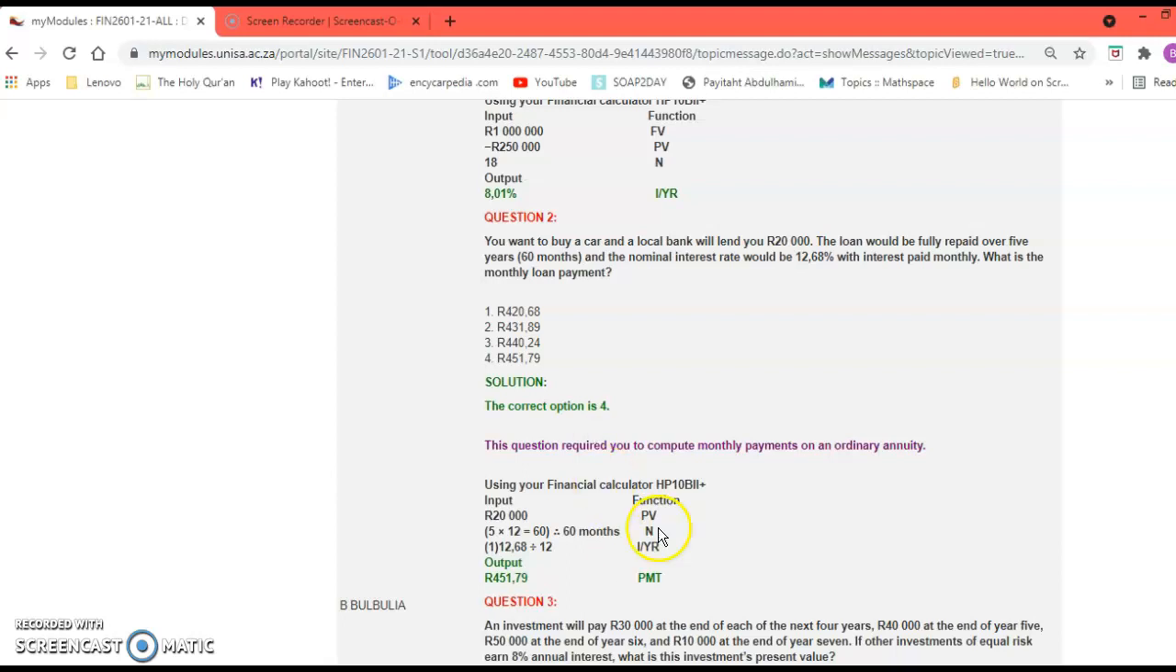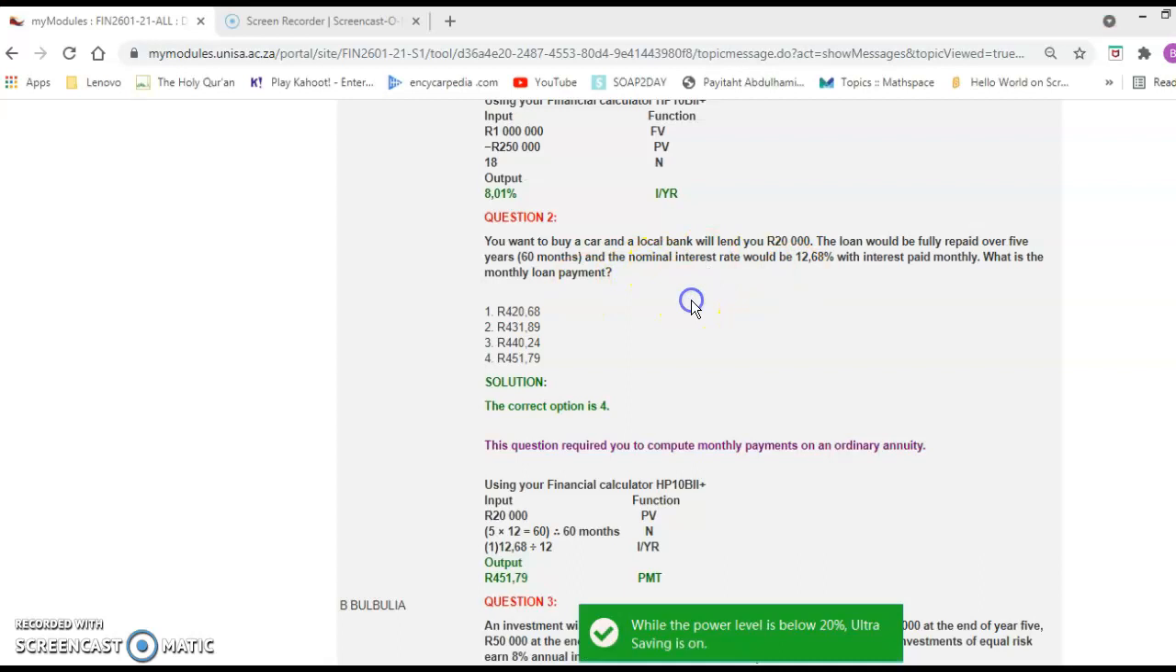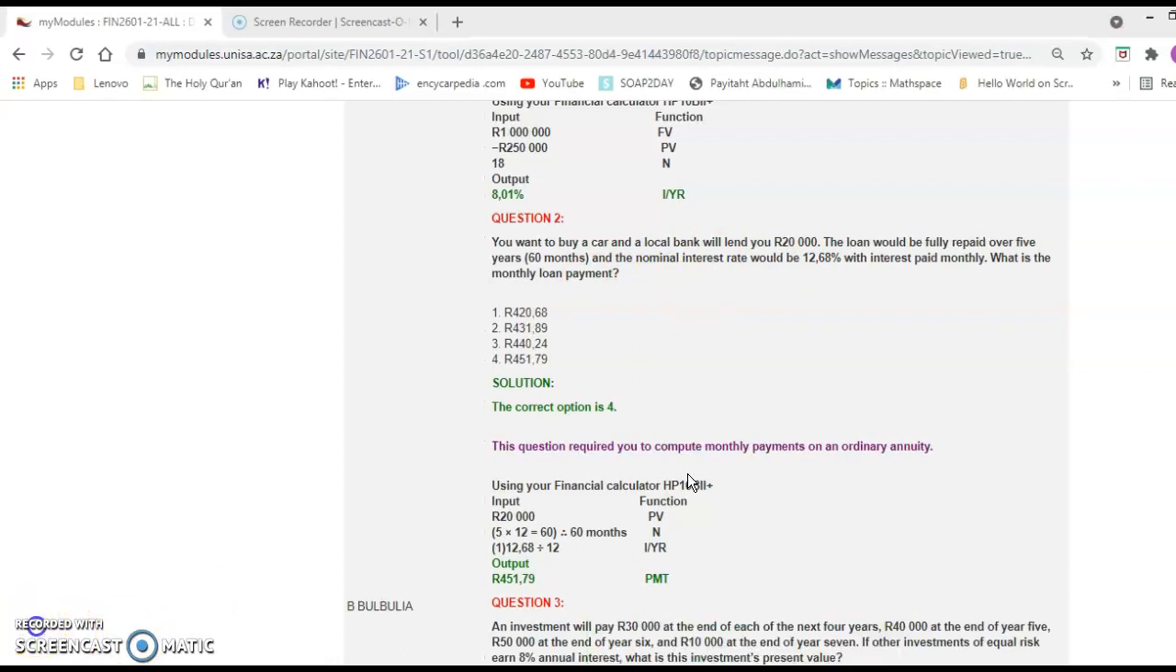So the first thing we establish is the present value is 20,000. The loan would be fully repaid over 5 years, and the nominal interest rate would be 12.68% with interest paid monthly. Now, this is the important point to note. When interest is paid monthly, it means every year you will have 12 interest payments.